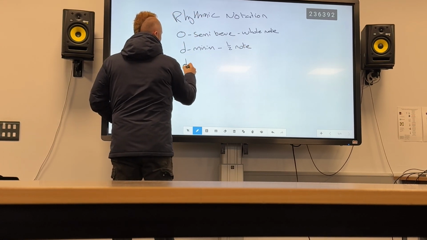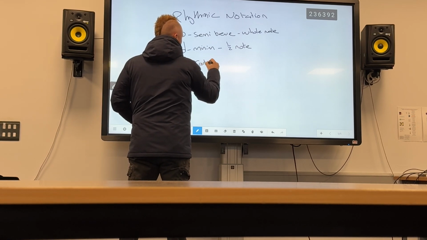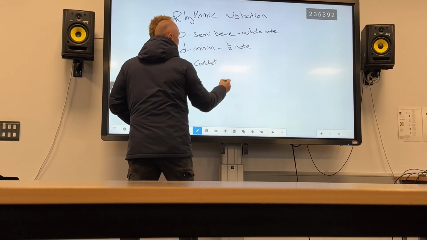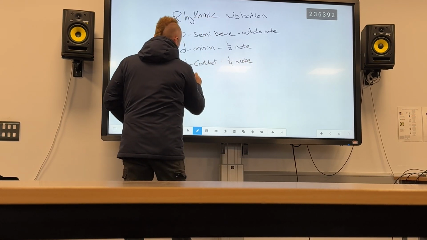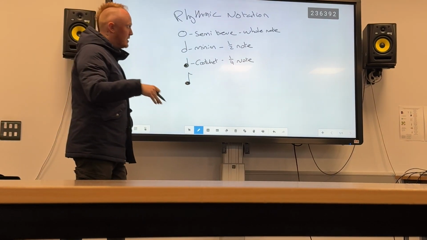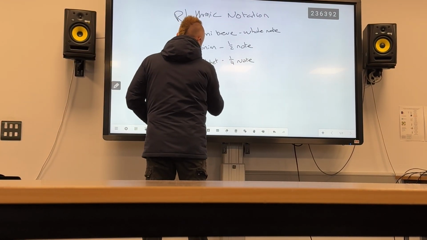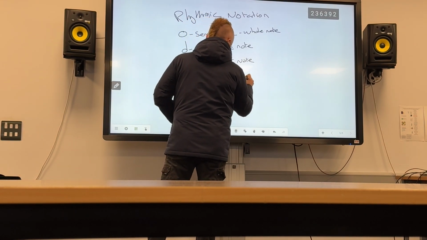We then have a crotchet. Crotchet is coloured in and has a stem. Crotchet is the French term, but we also call it a quarter note. We then have a quaver. A quaver is coloured in with a stem, but also has a tail. Quaver is the French term, but we also call it an eighth note.